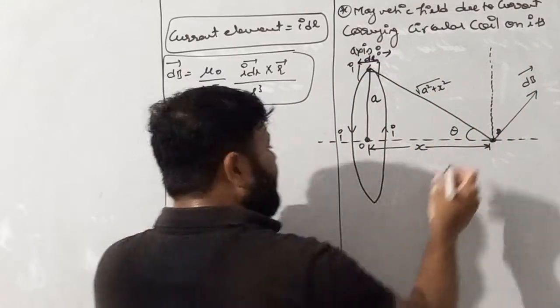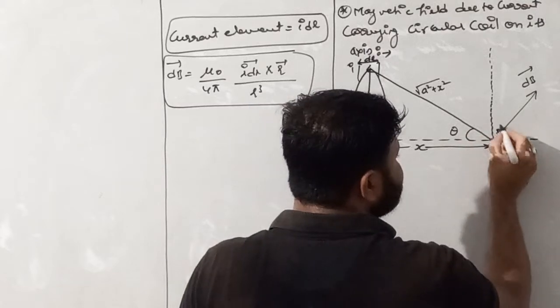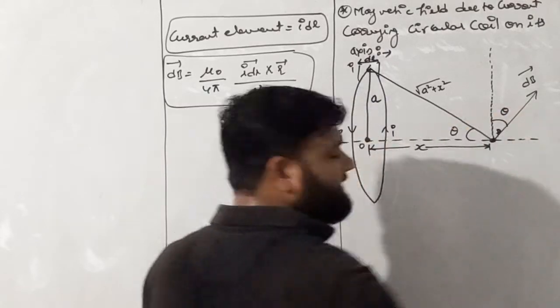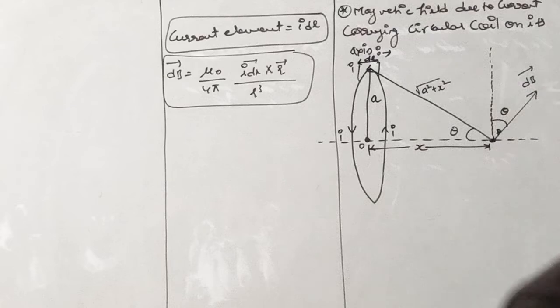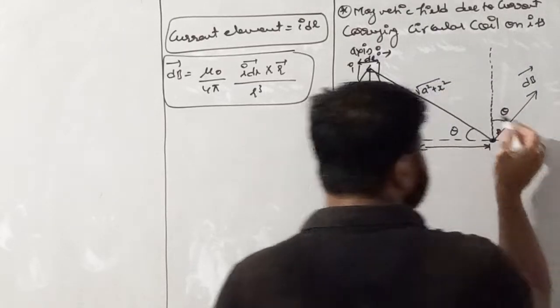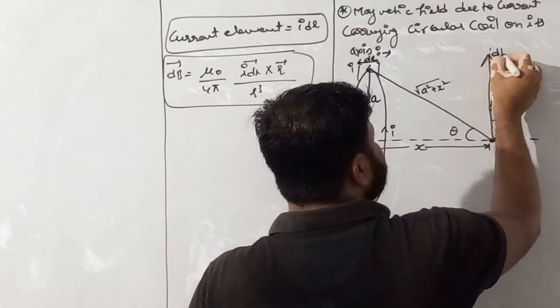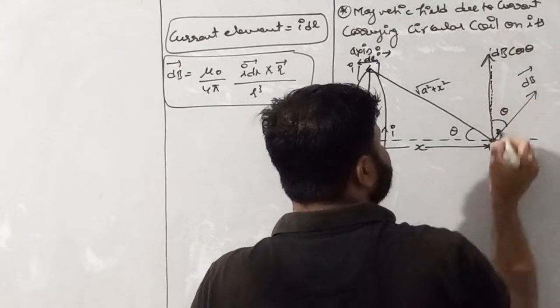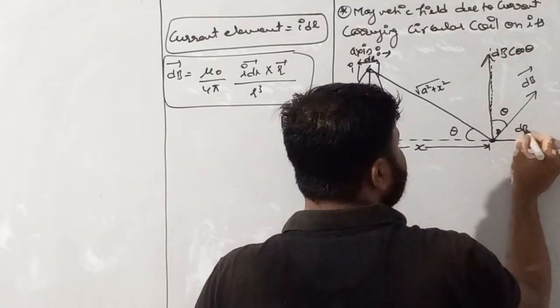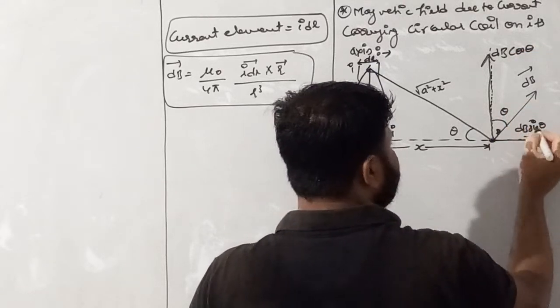Moving forward, if this angle is theta, my dear students, then this angle is also theta. Now, as we all know, magnetic field is a vector quantity, and the magnetic field is making angle theta, so we have to split its components. This dB is making angle theta with this axis, so along this axis we can write dB cos theta, and along this axis we can write dB sin theta.